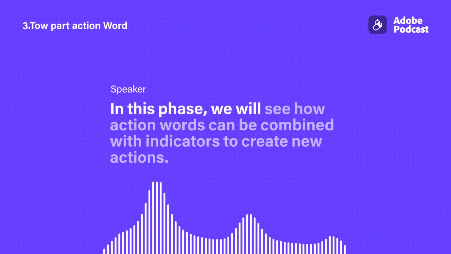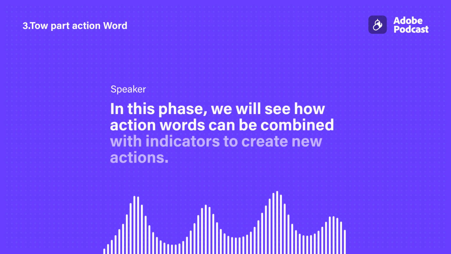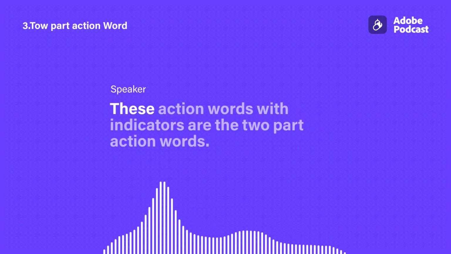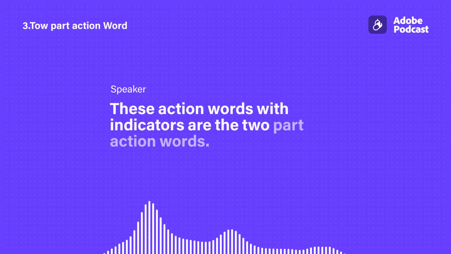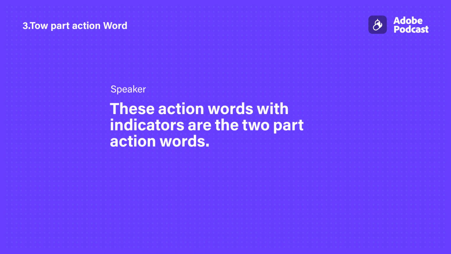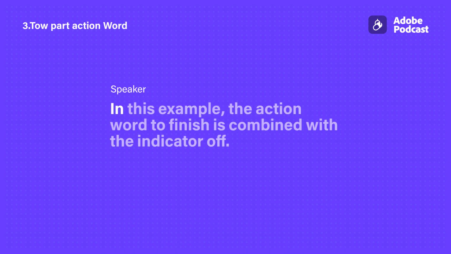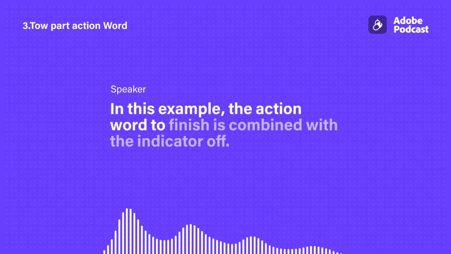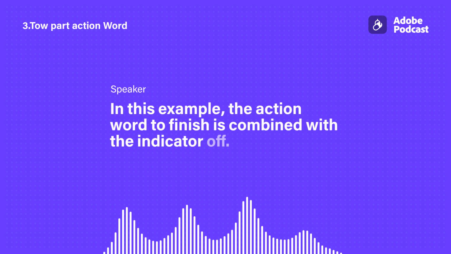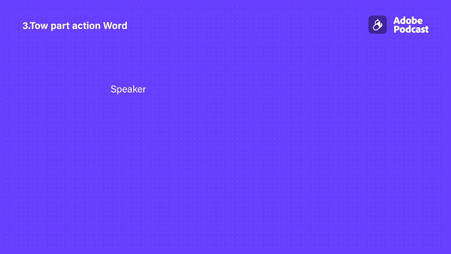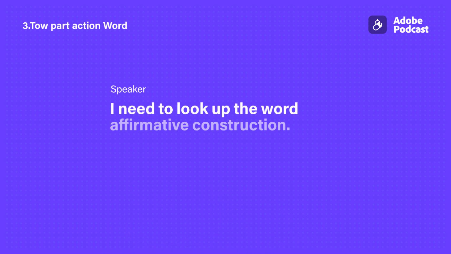In this phase, we will see how action words can be combined with indicators to create new actions. These action words with indicators are the two-part action words. Example: we must finish off the work. In this example, the action word "to finish" is combined with the indicator "off" to express we must finish the work completely.